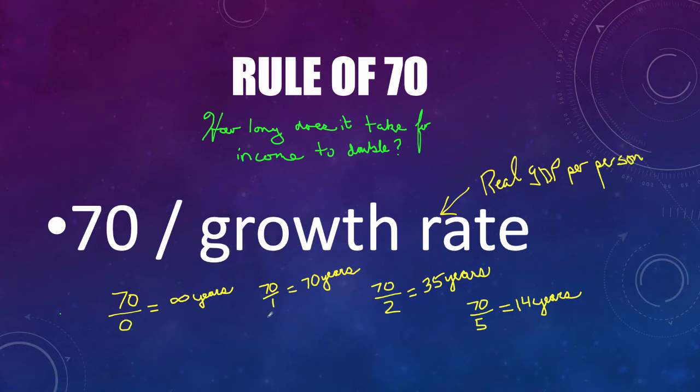Going from a 1% rate of growth to a 2% rate of growth to a 5% rate of growth doesn't seem like a huge difference, but it is, because this idea of the rule of 70 tells us how long it takes income to double. And the bigger your growth rate, the less time it takes that income to change.